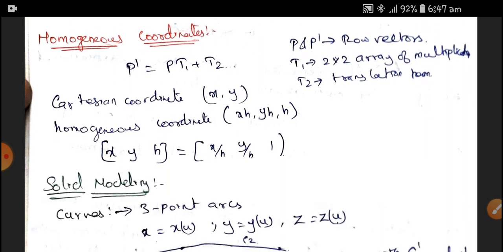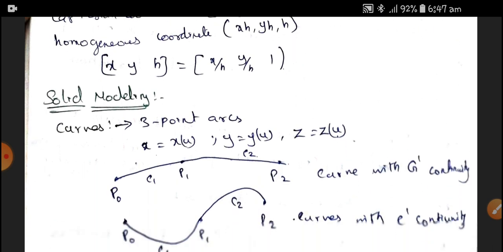Next, homogeneous coordinates. Homogeneous means the same coordinates for all, whereas Cartesian has a common coordinate. In homogeneous, all components will have the same coordinates. So that has been explained here.